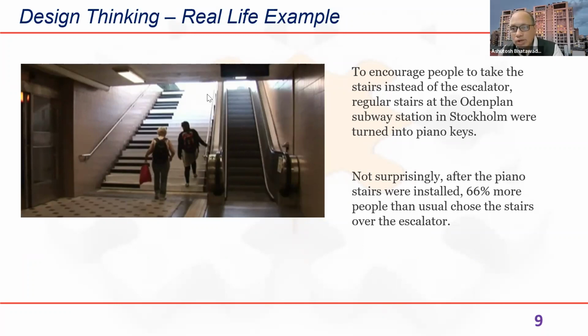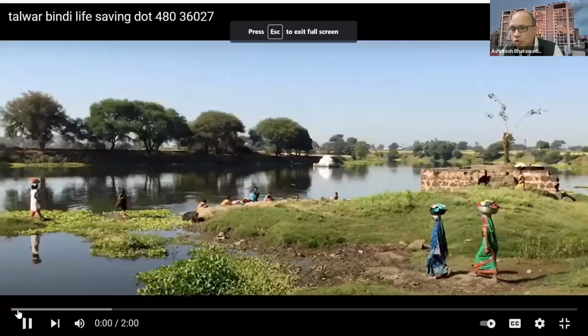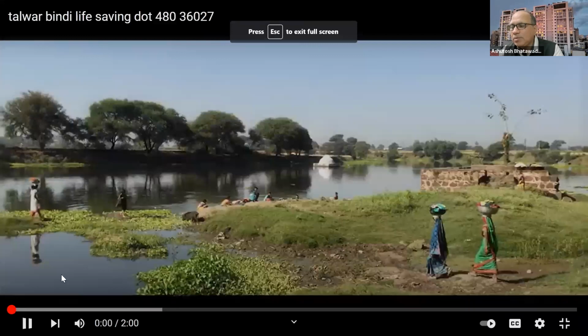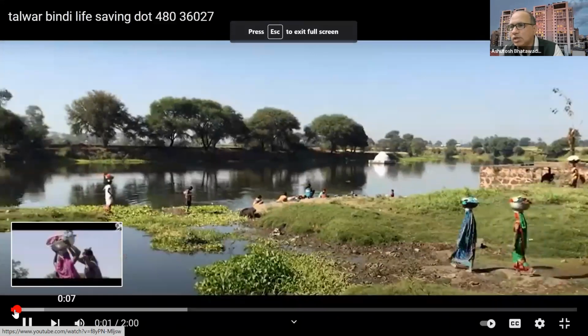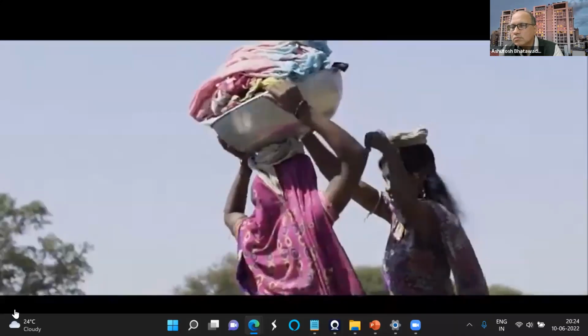Now, let me show you another interesting example of design thinking, and an Indian example. We always say that Indians are bad in innovation, but that's not the case. Let me show you a very interesting example of innovation in rural India. It actually came out with the design thinking approach. Let me know if you're able to hear the voice and plan from a design thinking point of view.